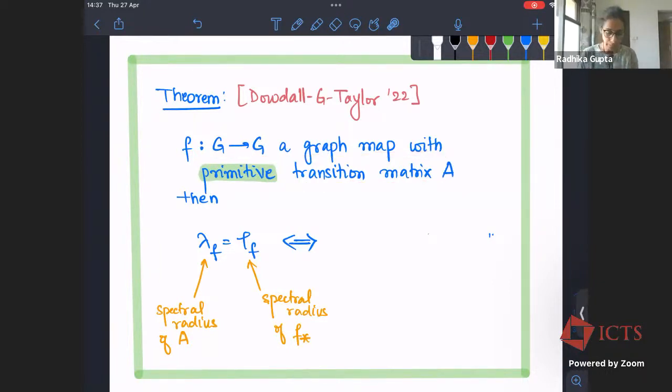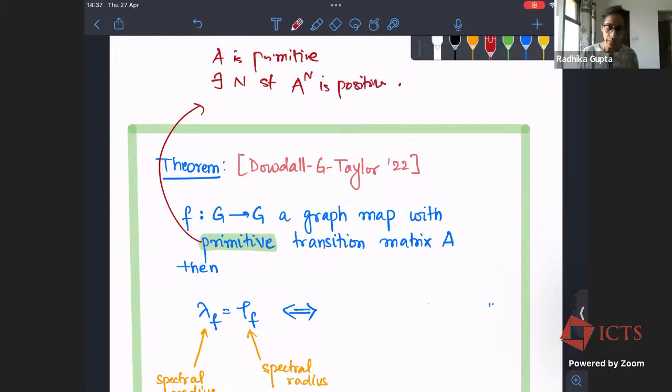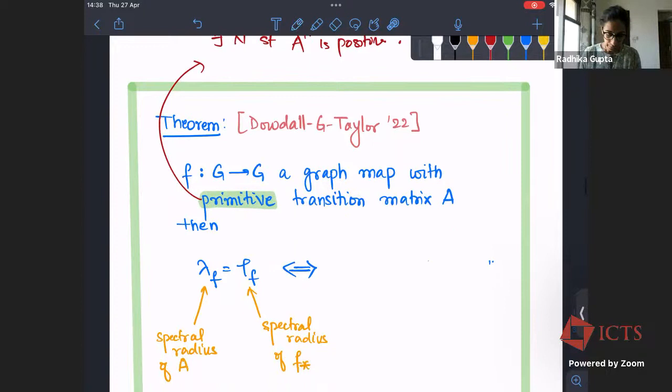So what we show for graph maps, so if I start with a graph map with transition matrix A, but not just any graph map, I want the strong property of my transition matrix being primitive. So this means that A is primitive if there exists an n such that A to the n is positive, meaning every entry of A to the n is positive. So for such graph maps, I say that these two numbers are equal if and only if f is orientable. So it's either positively orientable or negatively orientable.